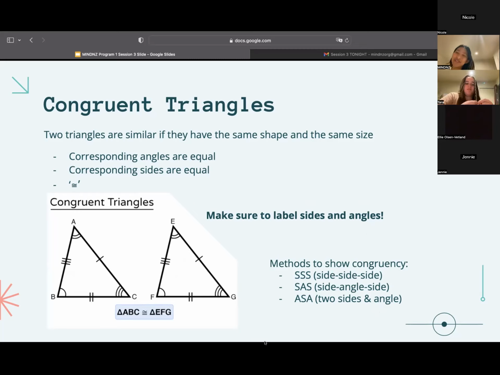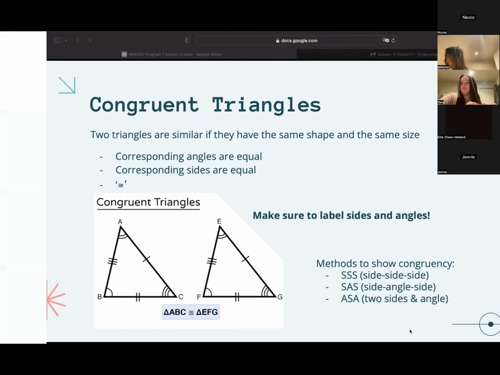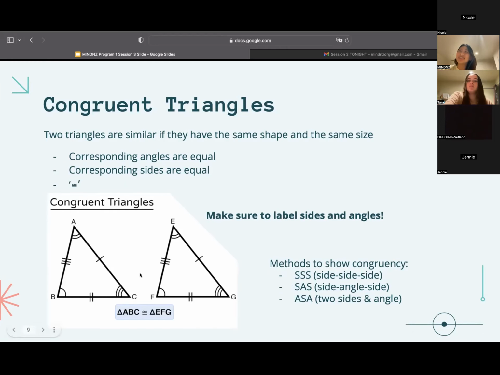Just a quick recap. Does anyone want to tell me in chat? It's kind of like the similar sign on top of an equal sign. So it's actually really similar to the congruent notation that we use for modular arithmetic, right? But you swap the top line for a similar one. I just think that's nice.